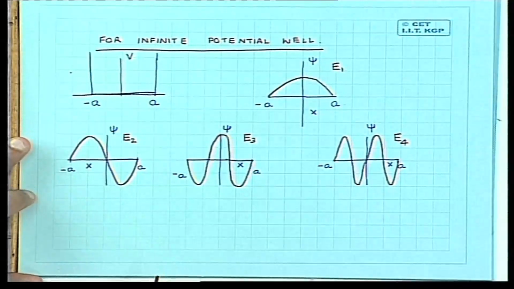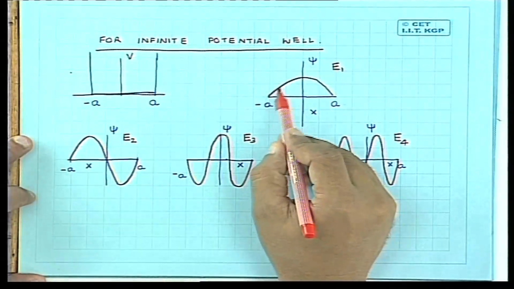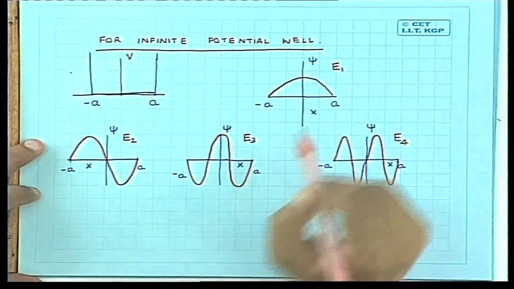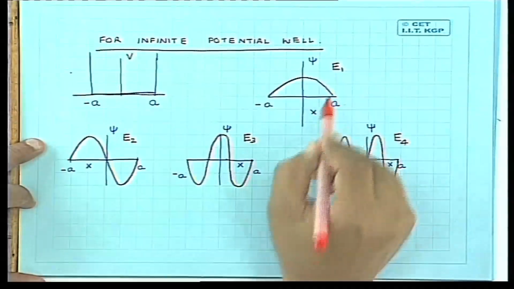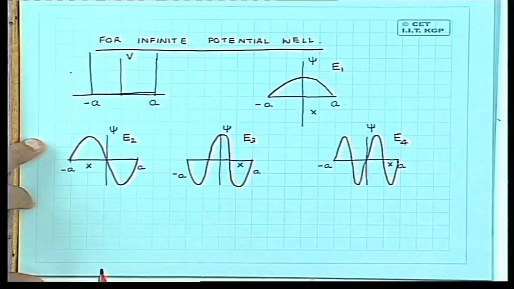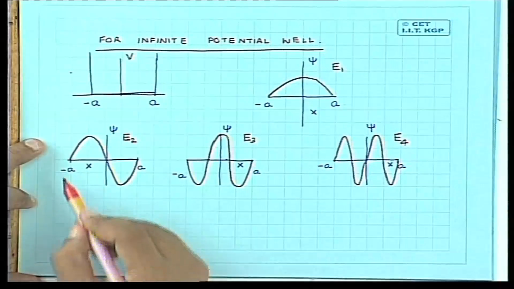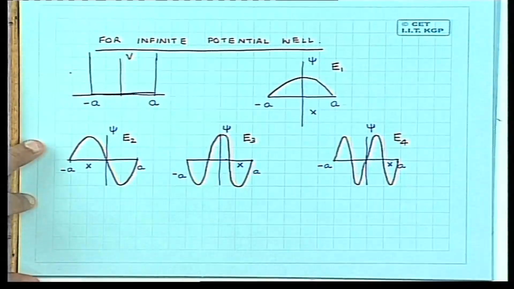And we had worked out the solutions, and the solutions, if you remember, had turned out to be like this. The ground state, E1, the wave function looked like this. It had no nodes. It goes to 0 at minus a and plus a. The first excited state, the wave function looked like this. Again, it goes to 0 at minus a and plus a. Second excited state, third excited state.